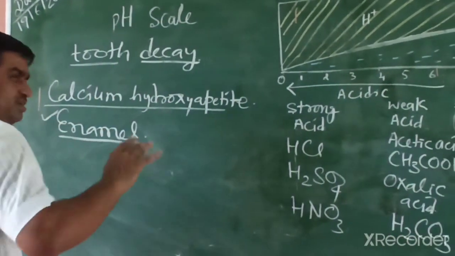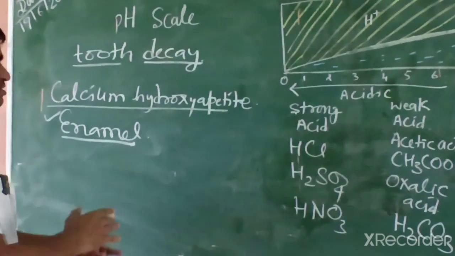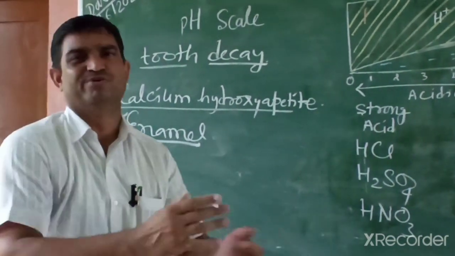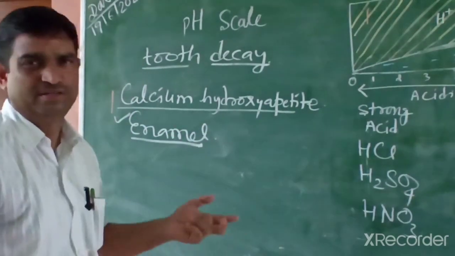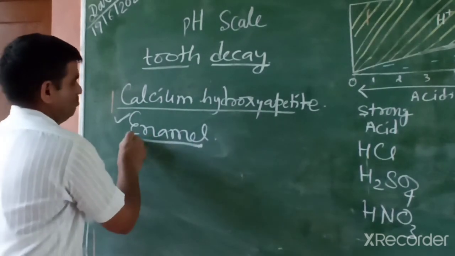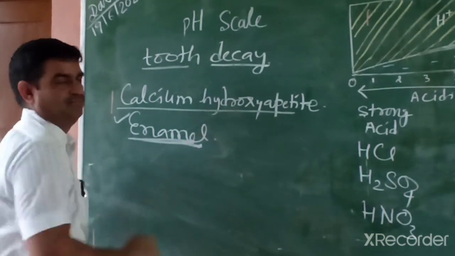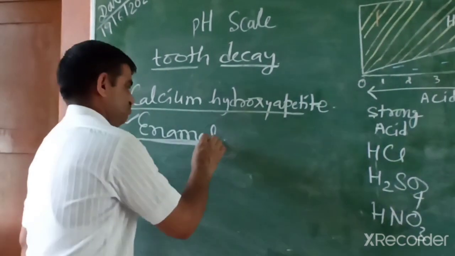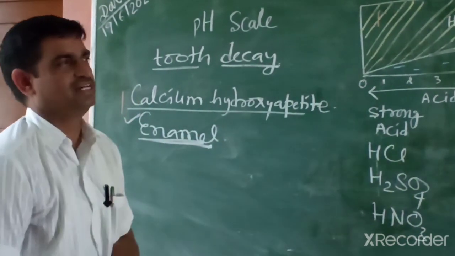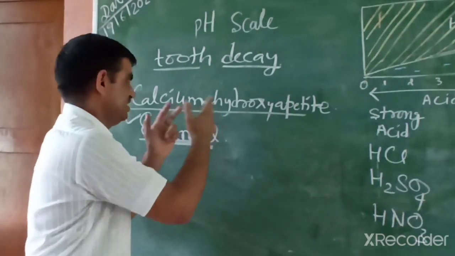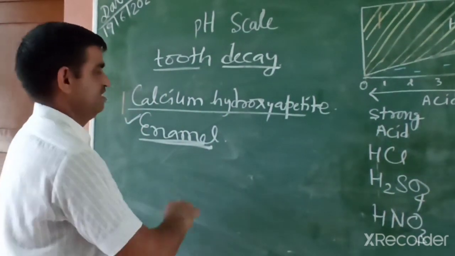So this is the hardest substance of our body. It is not destroyed even after death. When we burn a body, some compounds remain, which are our teeth. They do not get damaged because enamel is the hardest substance. But how can it be destroyed? We will explain this. At first we understand the enamel structure and its formula.